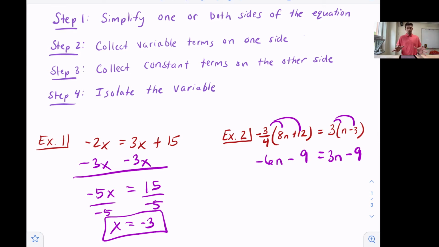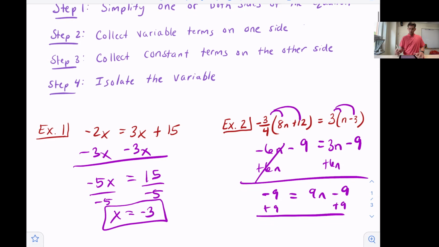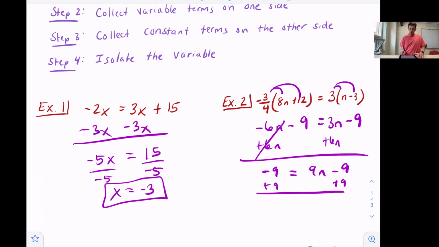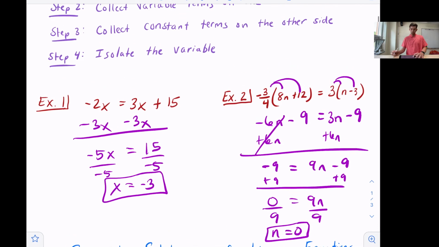So now we have a couple options. We can start off by combining our n terms, or we could combine our constants. So let me do this. Let's add 6n to both sides. So that cancels out over there. So we have negative 9 equals 9n minus 9. So now we can add this 9 over here, and we get negative 9 plus 9 gives us 0. And then we divide both sides by 9, and we get n equals 0.